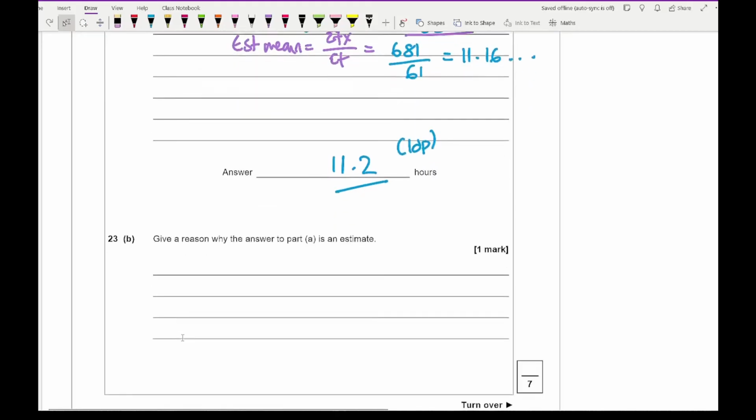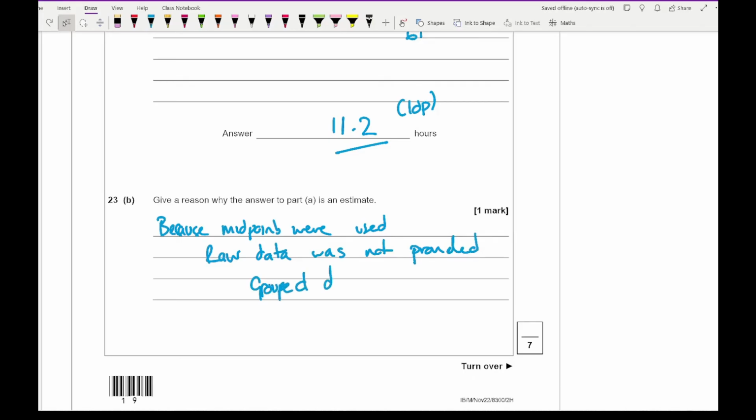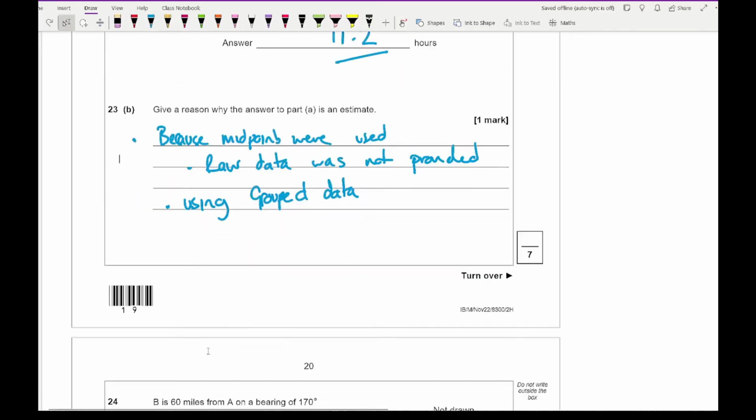It then says give a reason why the answer to part A is an estimate, and again you want to write something along the lines of because midpoints were used, raw data was not provided, or you're using grouped data. So something along those lines would be fine to get that single mark.